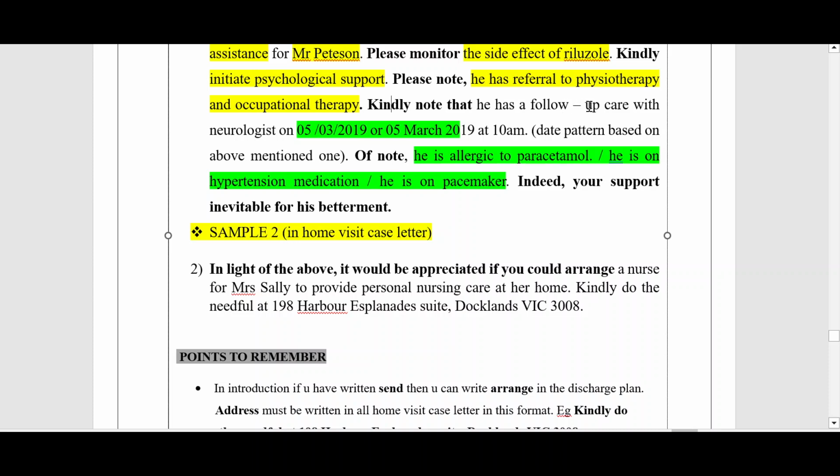There should be the hyphen, don't forget this one. Post-operative follow-up, don't miss those hyphens. If you are missing the dash or the hyphen in your letter, you will lose the marks again.